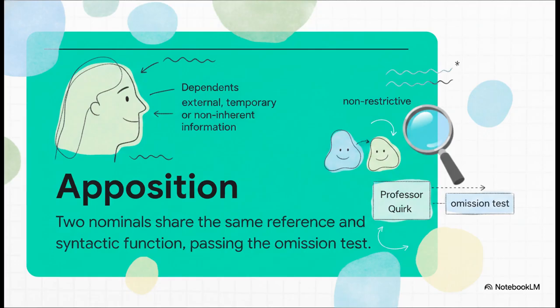How do you spot it? It passes the omission test. Take a phrase like Professor Quark. You could omit either professor or quark, and the sentence is still perfectly grammatical.